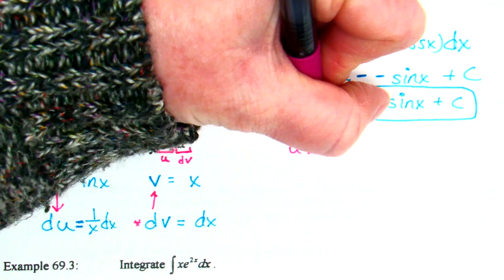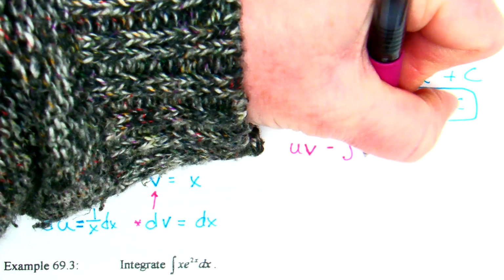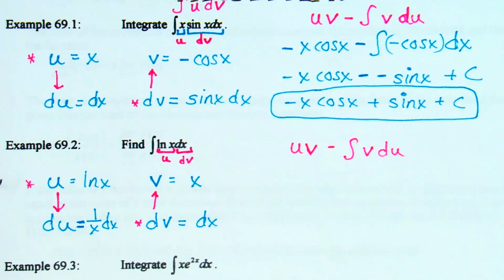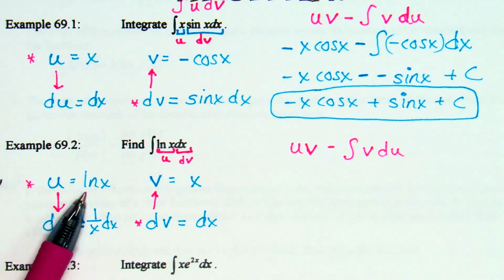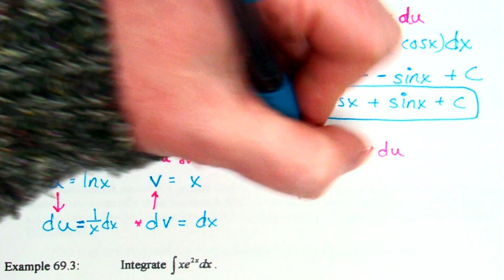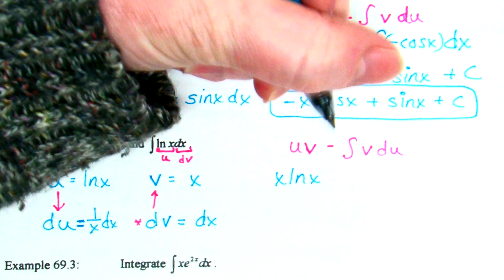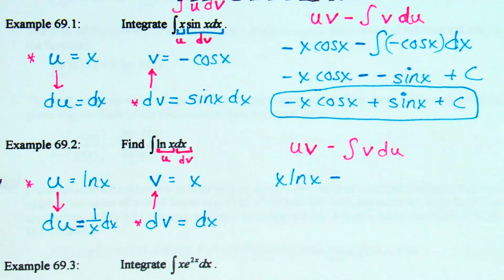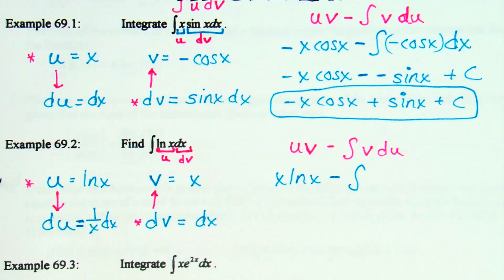Okay, do you remember what you're filling in? uv minus the integral of v du. So what's uv? uv is ln x times x, which is better written as x ln x. Okay, glad I don't have to integrate that. Minus the integral of v du.